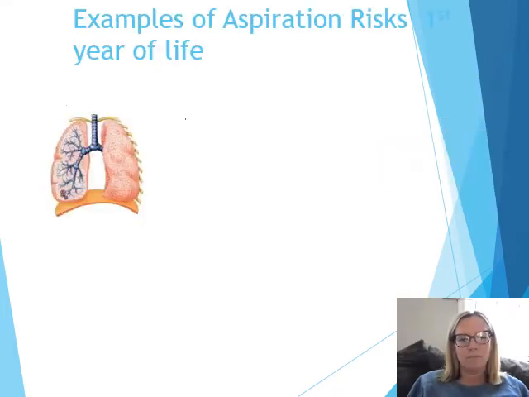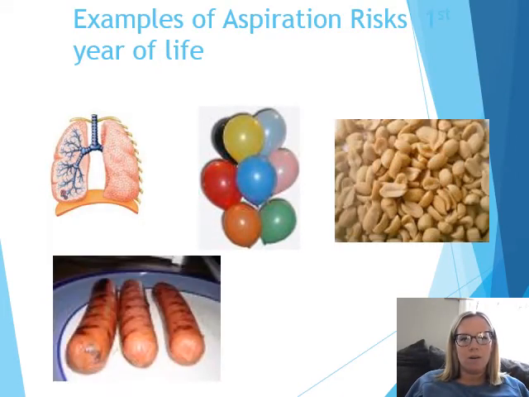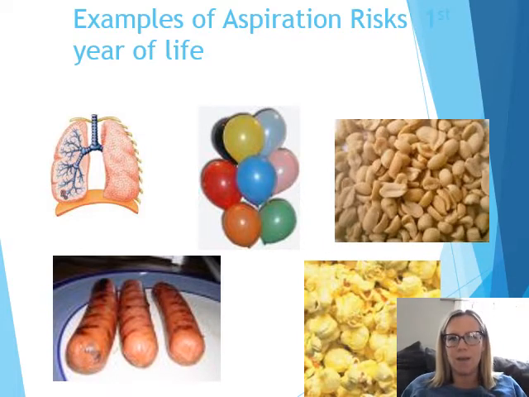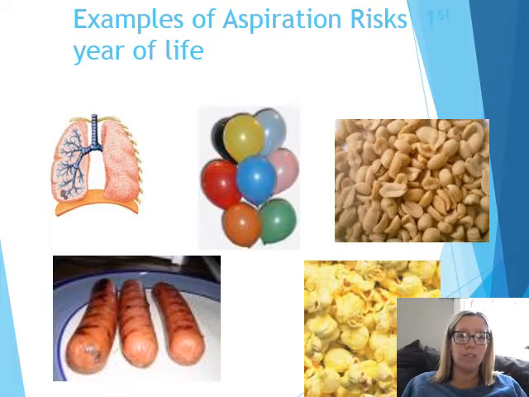All right, so here are some examples of aspiration risks within the first year of life. Okay, so here a little picture of the lungs. They have a smaller diameter lumen of trachea here, and bronchi, which is going to increase the risk of aspiration, right? Smaller little hole there within their trachea and the bronchi, which makes it easy for things to get stuck and occluded. Latex balloons are leading cause of aspiration, whether they're partially inflated, uninflated, or popped.